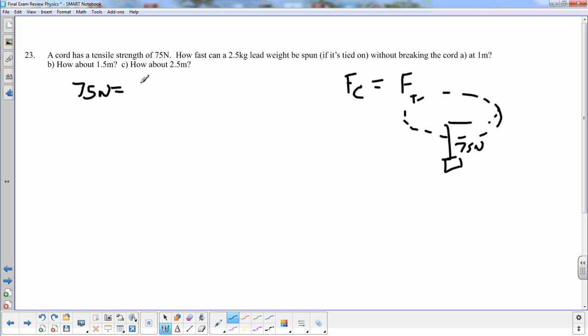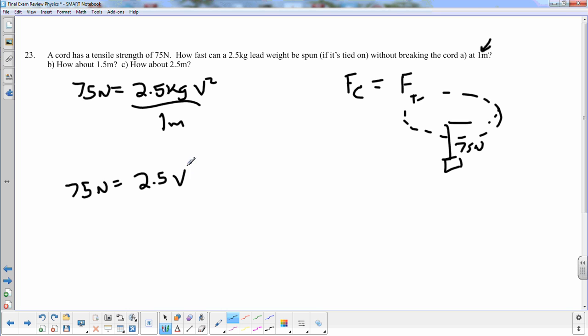And then 75 newtons equals 2.5 v squared over 2.5 meters. So we can do this easy enough. Handy dandy calculator. 75 times 1 divided by 2.5. Then we take the square root of it.